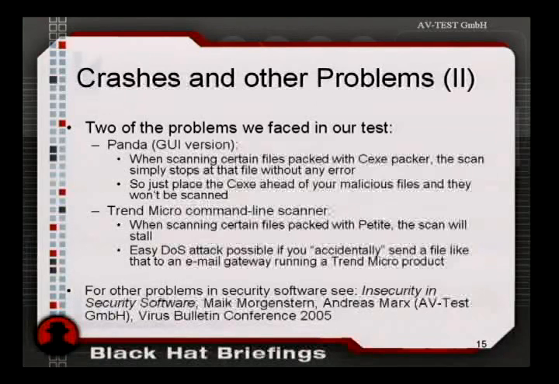Another problem concerns the command line scanner from Trend Micro, and there we saw that when you scan over certain petite packed files, the scanner just stopped. So you can easily exploit this bug for a denial of service attack. The only thing you have to do is simply send an email with such a file to an email gateway that uses Trend Micro products, and that's all you have to do. For other insecurities, we recommend the report listed below.